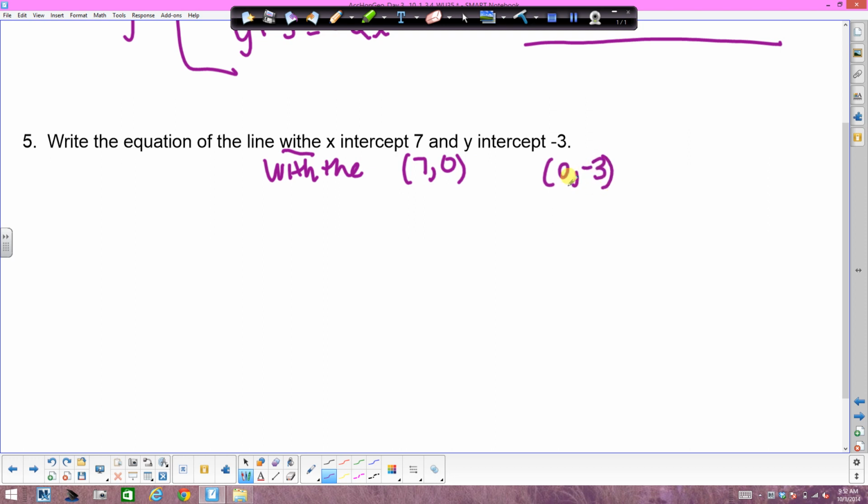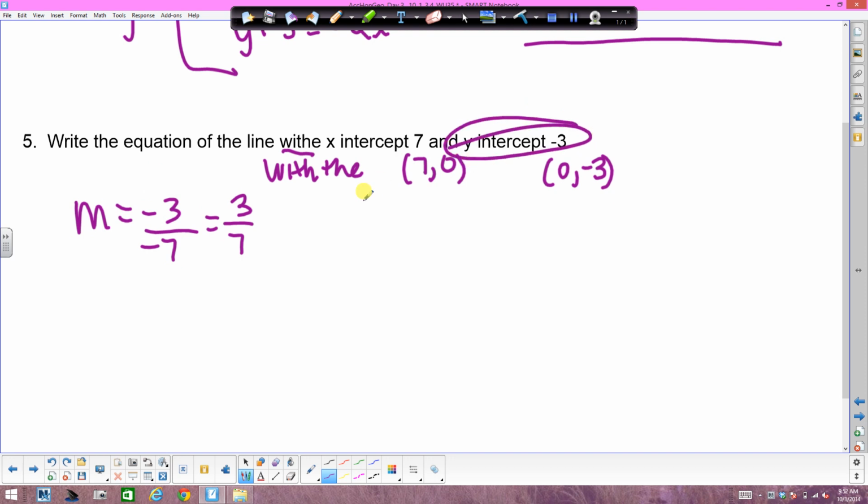So what we need to figure out to start is at least the slope. If we calculate the slope, we should get -3 over -7, which is 3/7. Well, I also need the y-intercept, which we're given right here, so we already know what the y-intercept is. So our equation would be y equals 3/7 x minus 3.